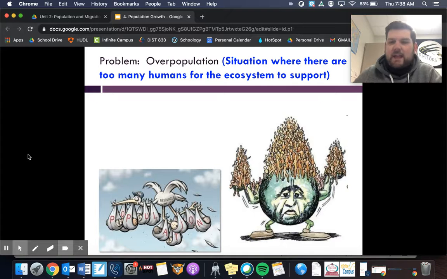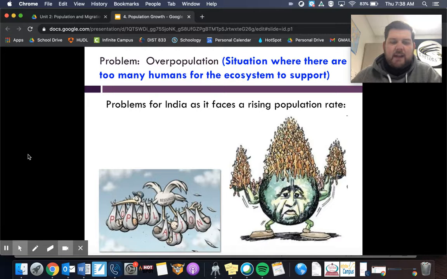And the next problem we have is overpopulation. Okay, and that is where there are too many humans for the ecosystem to support. That means that the land and the resources that you have cannot support the amount of population that you have. Okay, and this is a problem that India faces right now. As its population rises, it creates a shortage of food. The resources can't keep up with the people eating it.